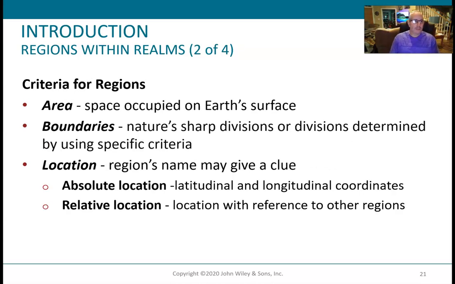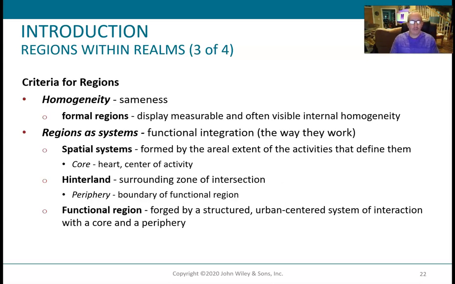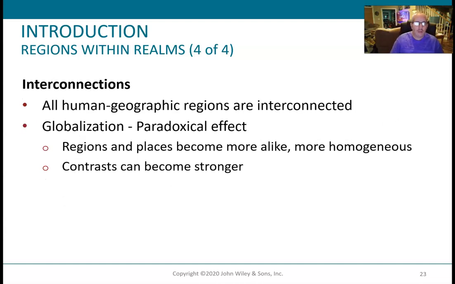So these are some of the specific criteria for the regions. Again, I'm not going to go through this in detail for sake of time on this lecture. All of this is very well pointed out in your textbook. I'm just pausing to read through this stuff.